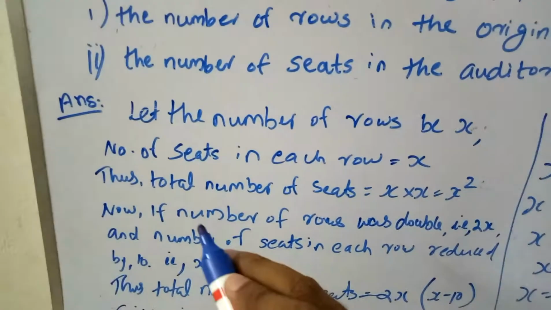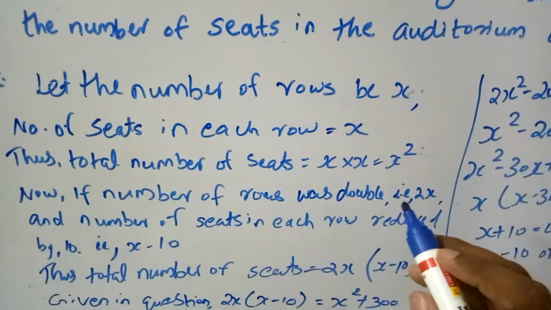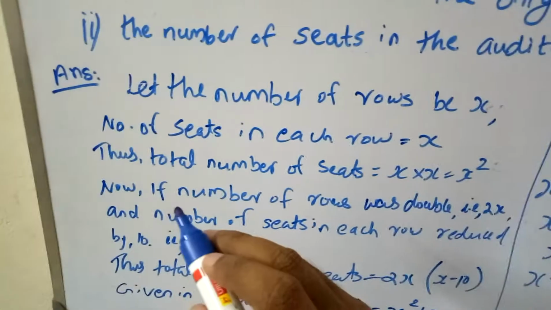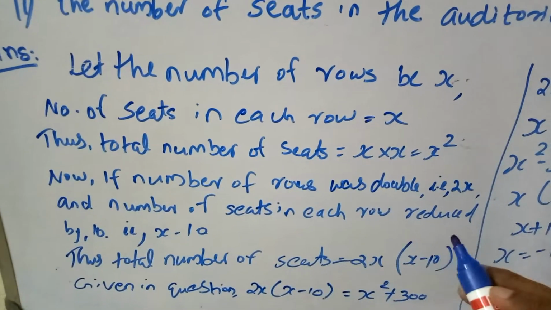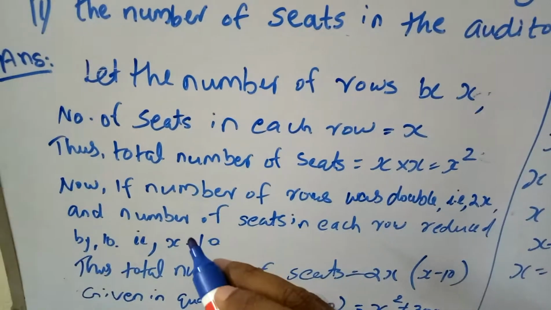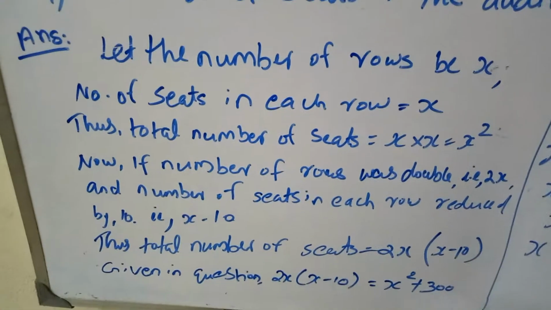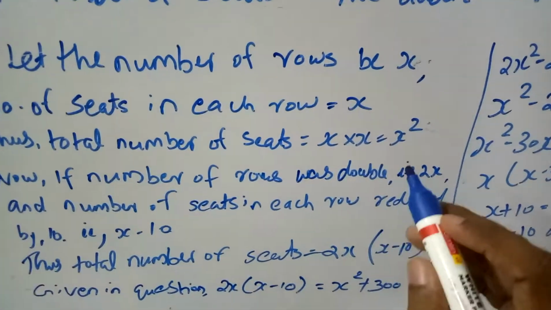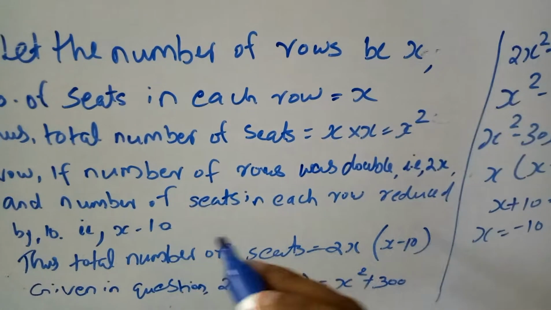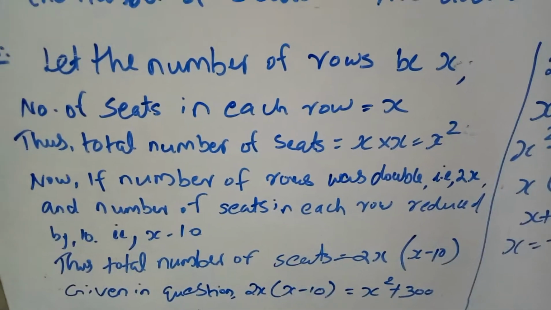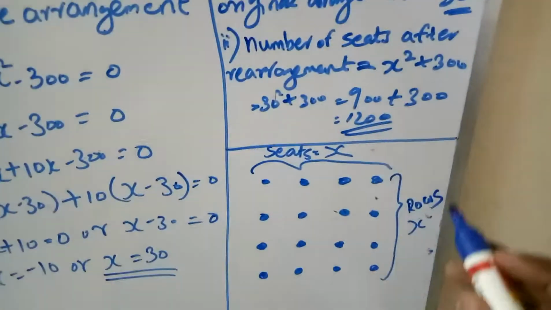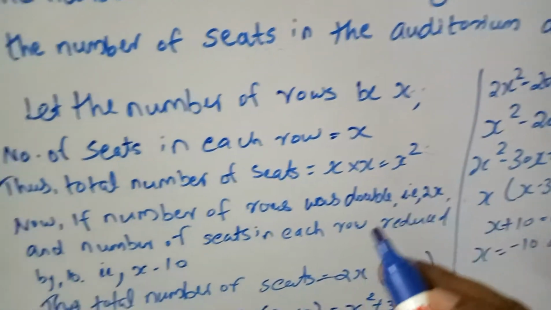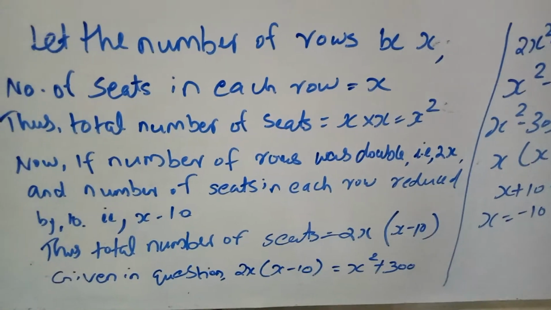Then the condition is: if the number of rows was doubled, that means x becomes 2 into x, that is 2x. And the number of seats in each row reduced by 10, then it will be x minus 10. Now the total number of seats equals 2x into (x minus 10). Is it clear? Initially it was x into x. Now it is 2x into (x minus 10).